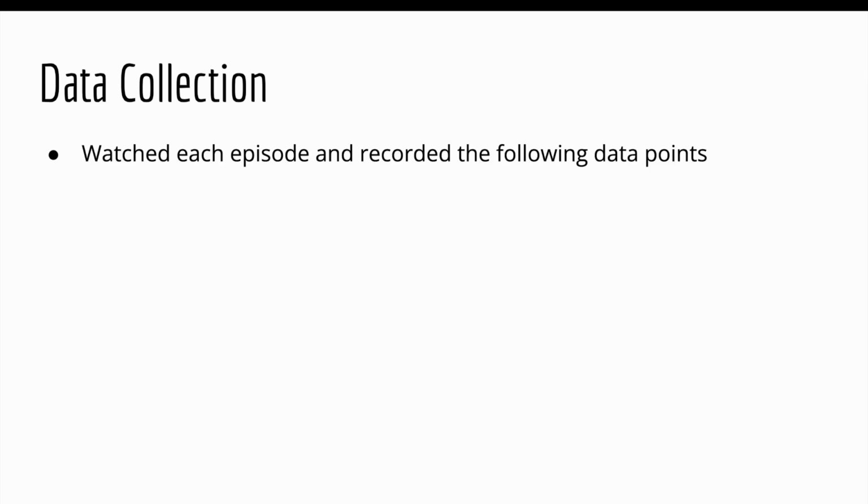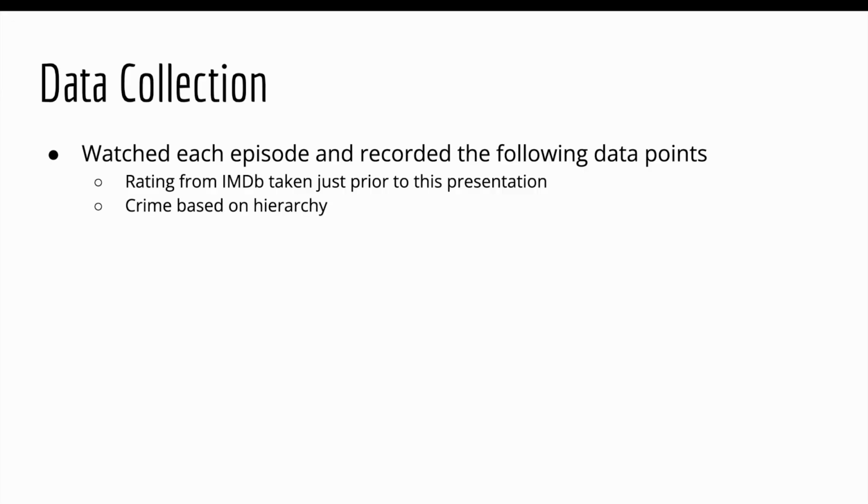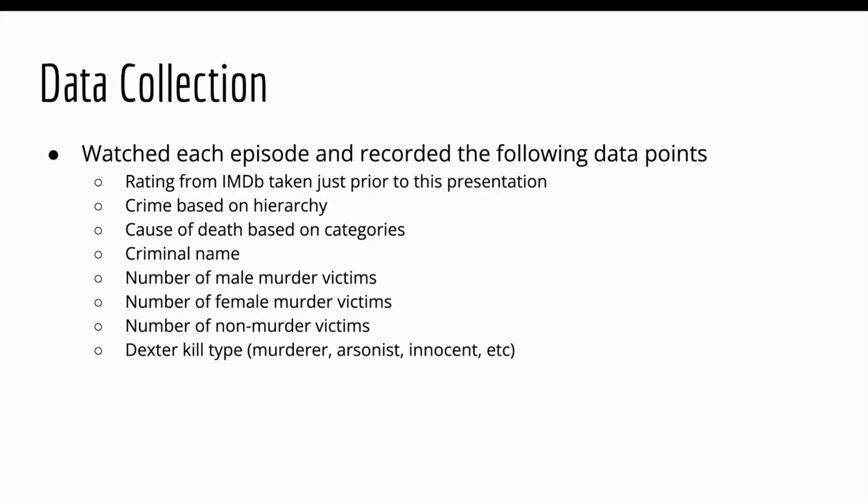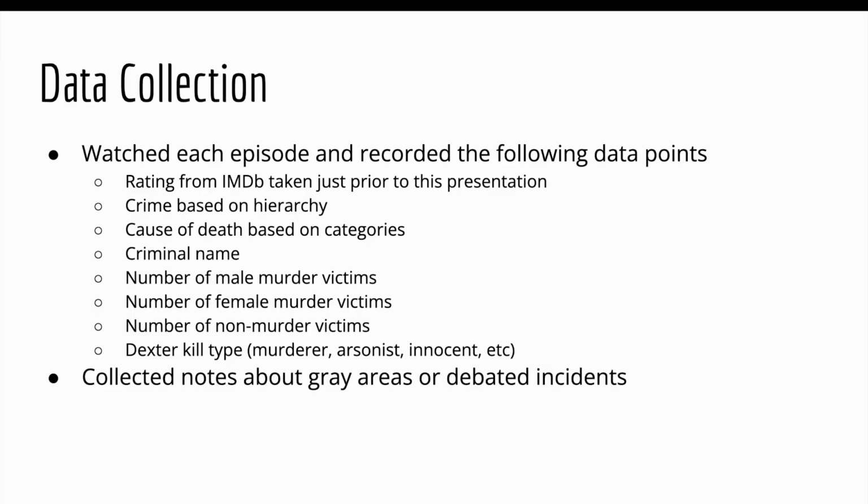I want to start by talking about the data collection process. So basically, I just watched every episode and I recorded the following data points. Recorded the rating from IMDb taken just prior to this presentation, the crime based on the hierarchy that I'll show in a minute, the cause of death based on some predetermined categories, the criminal name, the number of male murder victims, number of female murder victims, number of non-murder victims, and the Dexter kill type, meaning in what way the person Dexter kills is a criminal. I also collected notes about any gray areas or any incidents that I debated including.